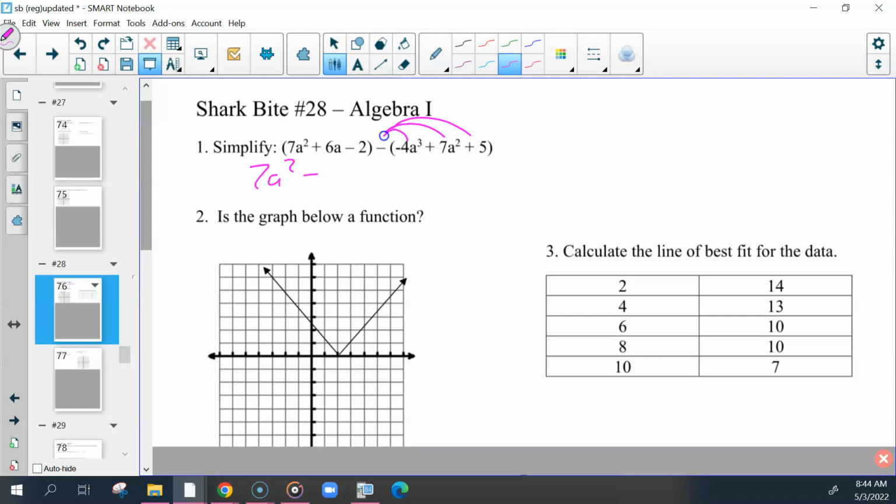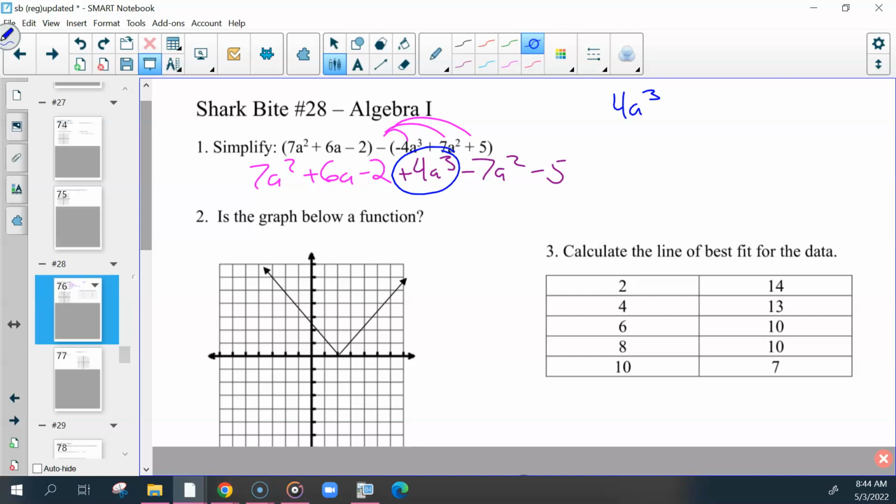So 7a squared plus 6a minus 2 plus 4a to the third minus 7a squared minus 5. And then if we combine our like terms, the highest exponent needs to go first. Our highest exponent is this term, 4a to the third, so that will go first.